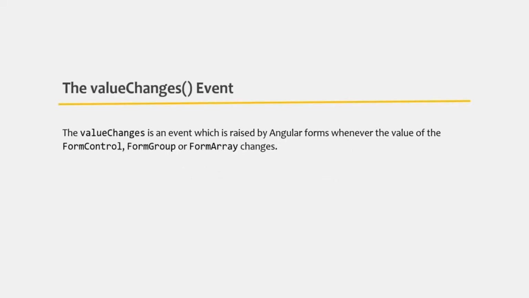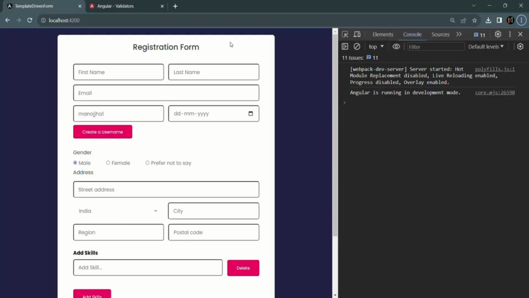The value changes is an event which is raised by Angular forms whenever the value of the form control, form group or form array changes. Let's try to understand it with an example. So in this form, we have several form controls. Now let's take the example of this first name form control. When we start typing something, every time the value in this first name form control changes, the value changes event will be raised on this first name form control.